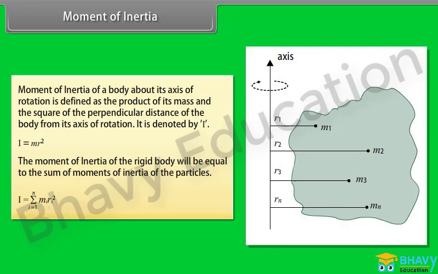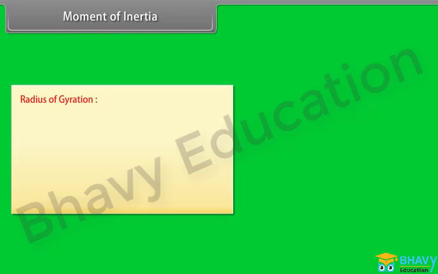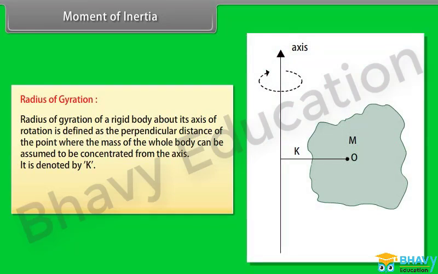mi and ri square. Radius of gyration of a rigid body about its axis of rotation is defined as the perpendicular distance of the point where the mass of the whole body can be assumed to be concentrated from the axis. It is denoted by K. Its expression is given by I is equal to m k square, which is equal to summation from i is equal to 1 to n of the product of mi and ri square.